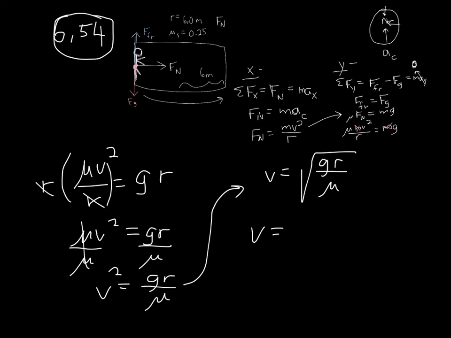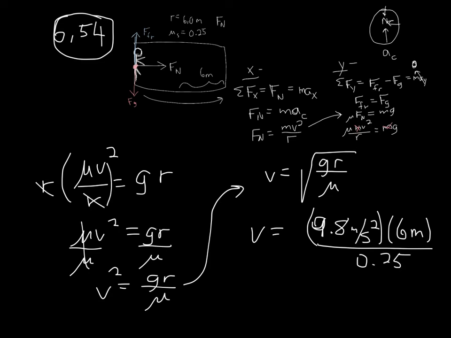What is g? 9.8 meters per second squared. What is r? 6 meters. What's mu? 0.25. Square root. What do I get for v? 15 meters per second.